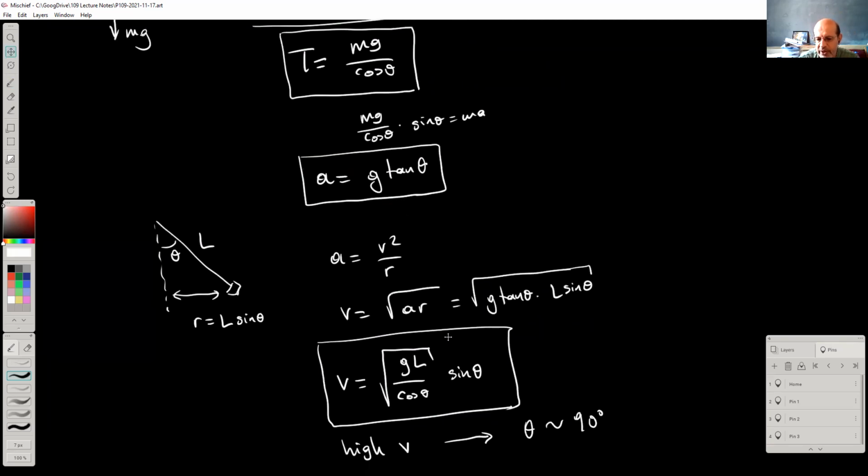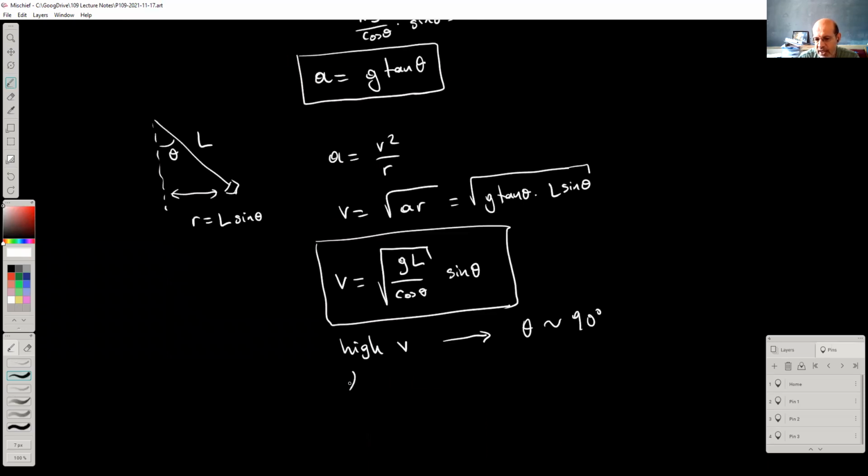But in any case, let's just check that. Low speed also corresponds to theta being equal to 0 degrees. So when theta is equal to 0, this is 0 and that's 1. So therefore you get 0 speed. That's an almost vertical thing, right? This is like a usual pendulum limit.